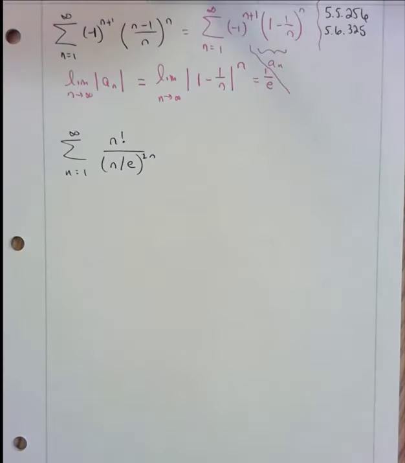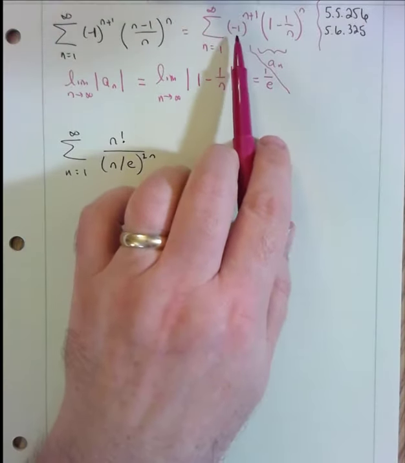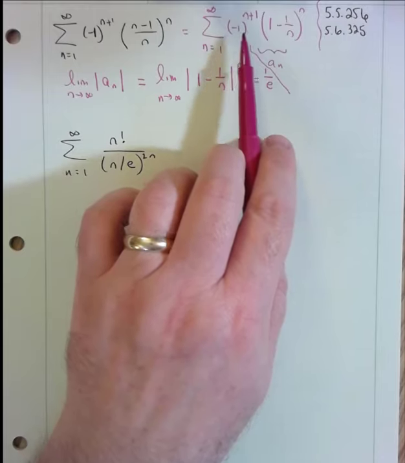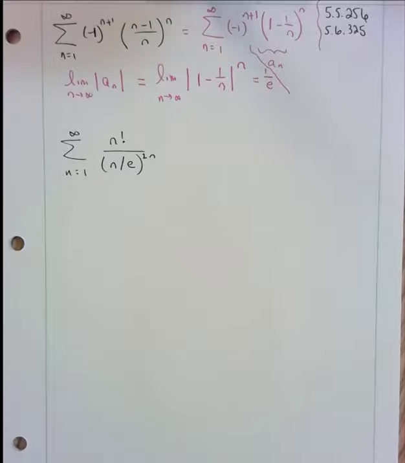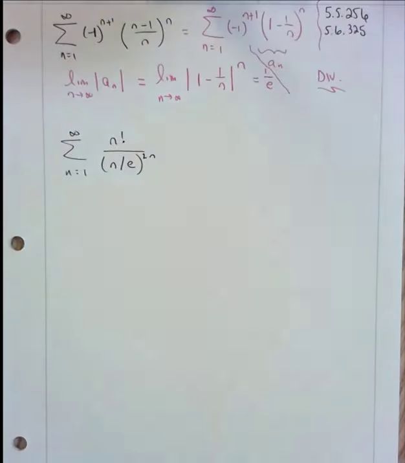Maybe I should have left myself a bit more room. This limit is 1 over e, which means in this summation we have an alternating series, plus minus, of numbers that are not shrinking to 0, but that are shrinking to very roughly 1/3. That series will diverge.